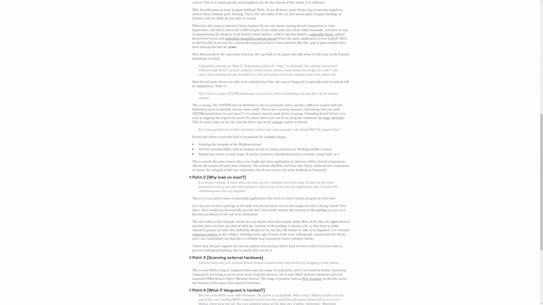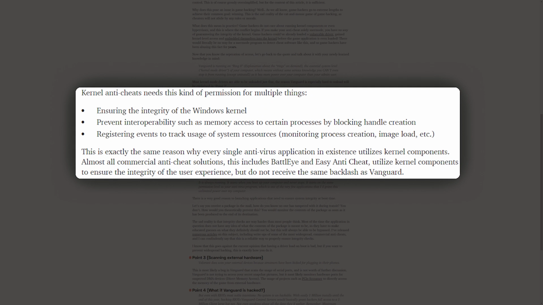He then continues to discuss the specific needs for this kind of permission level. A kernel anti-cheat needs this kind of permission for multiple things: ensuring the integrity of the Windows kernel, preventing interoperability such as memory access to certain processes by blocking handle creation, registering events to track usage of system resources, monitoring process creation, image load, etc. This is exactly the same reason why every single antivirus application in existence utilizes kernel components.